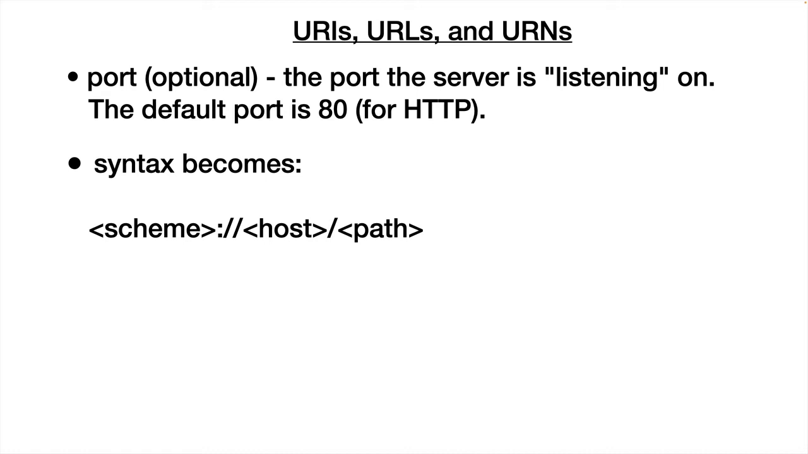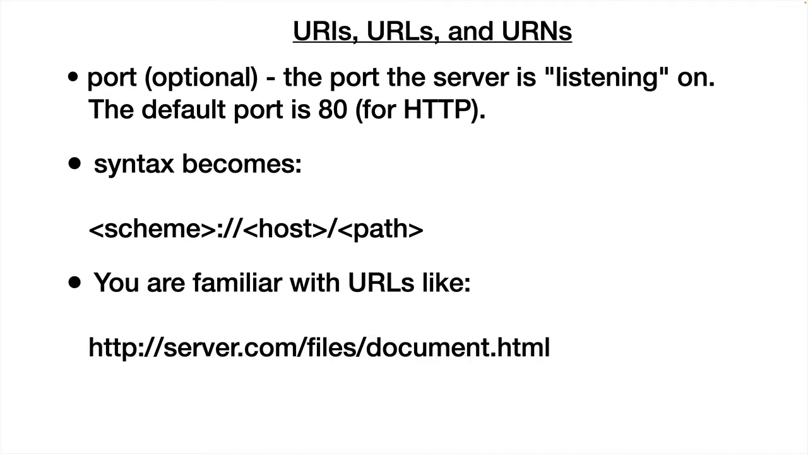So now that we know what the port is, if we get rid of it, then we get down to close to the simplest form of a URL, where you have a scheme, a host, and then a path of the information you want to look at. So you should be familiar with things like http://server.com/files/document.html. So there is a URL. The scheme is required.